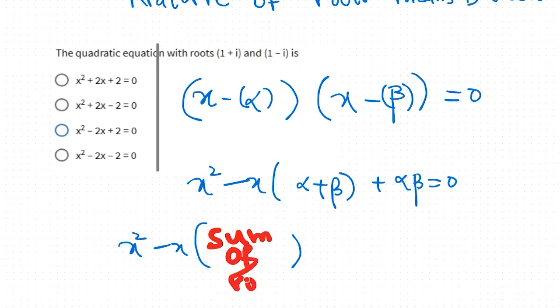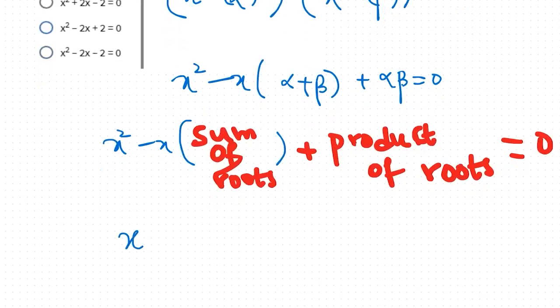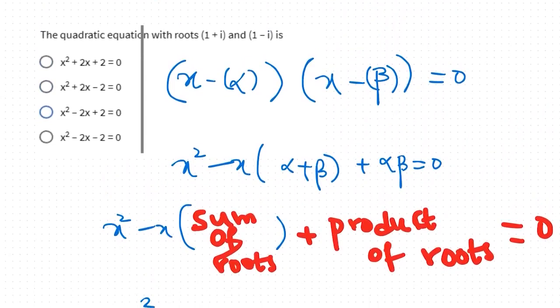How much is the sum of roots? 1 plus 1 is 2, iota minus iota is 0. So the sum of roots is 2. Product will be, notice one thing: x square minus x into sum, plus product, like this.